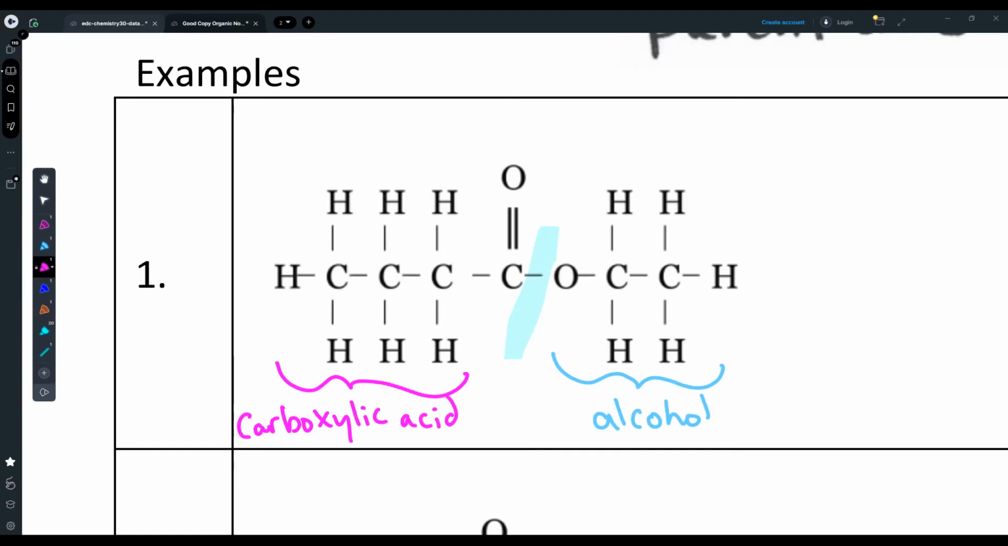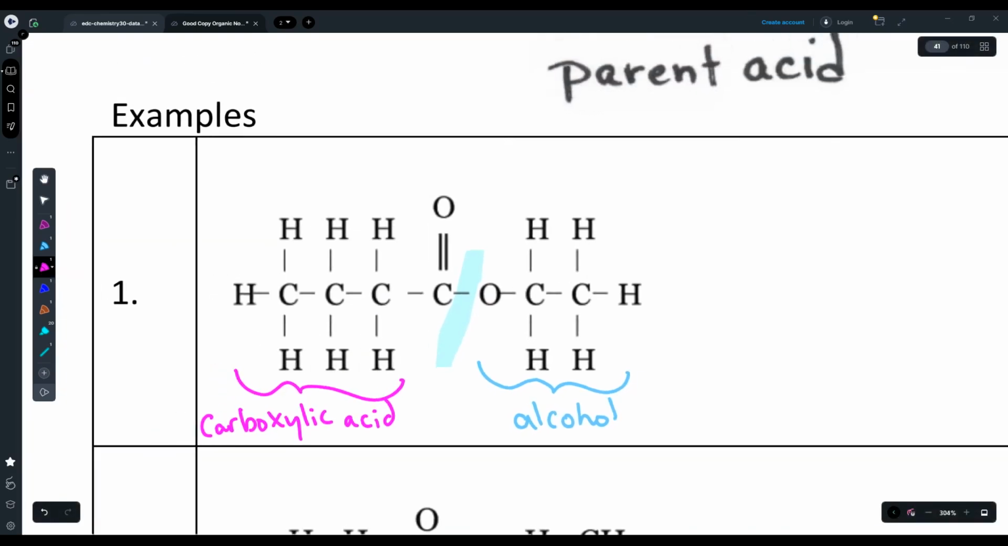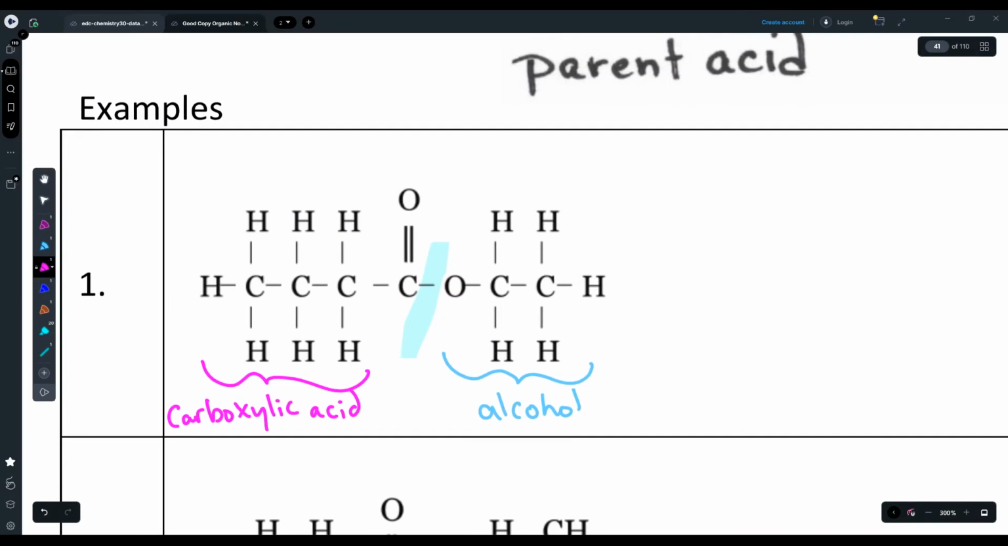The reason I'm saying this part comes from the alcohol and this other part comes from the carboxylic acid is that in order to get an ester, you need to react a carboxylic acid with an alcohol. That's why I'm saying that. So we know the alcohol part comes first in the name. Let's take a look at the alcohol.